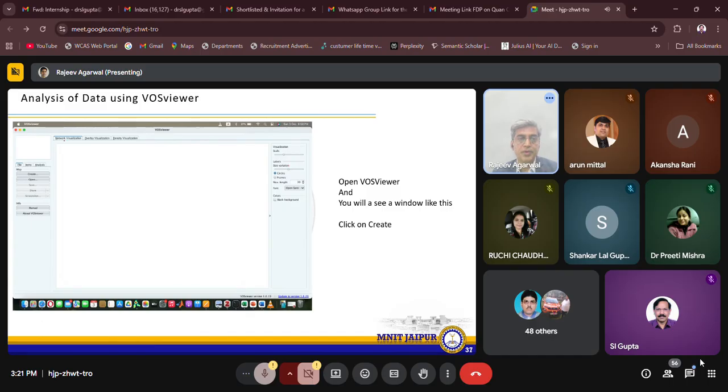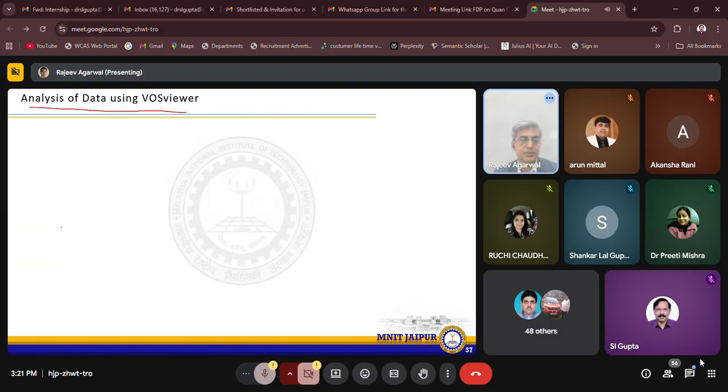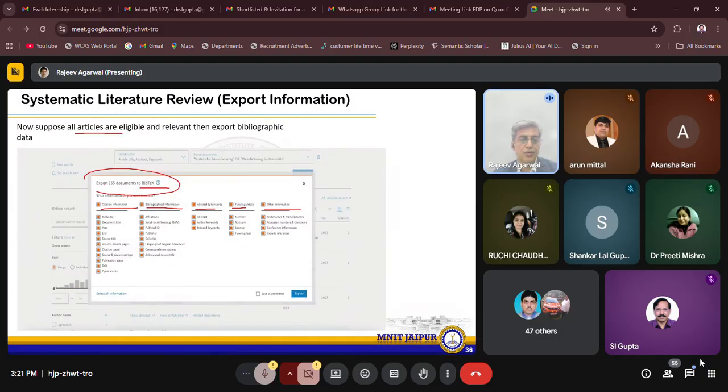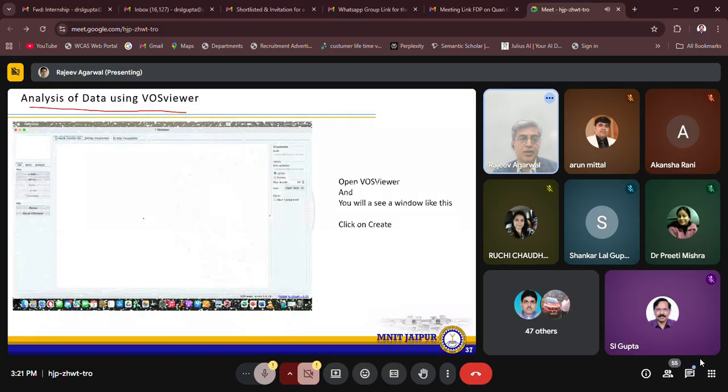Now I need to analyze the data. I have 155 documents. I have already installed VOSviewer, as I told you. So I am going to open it and click on Create. This is the Create button.